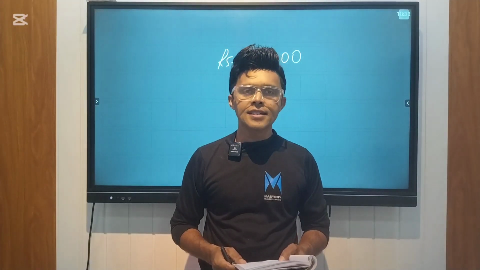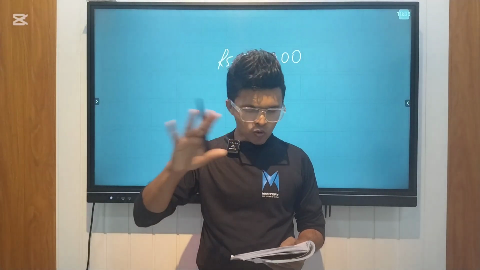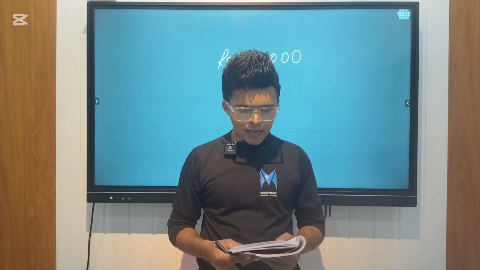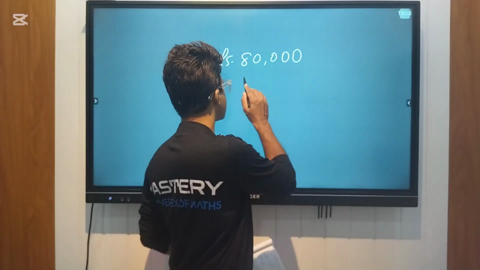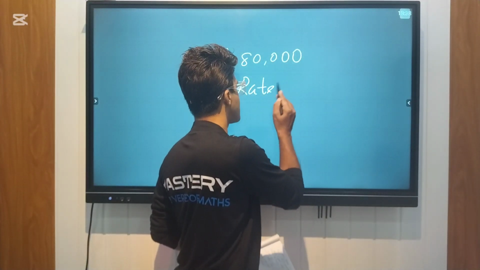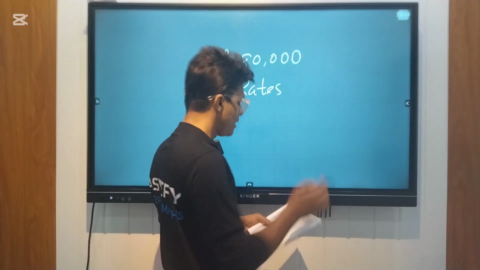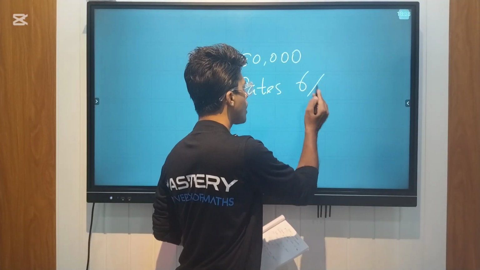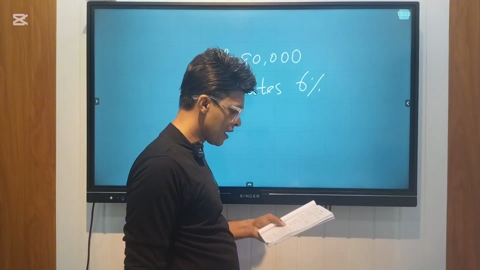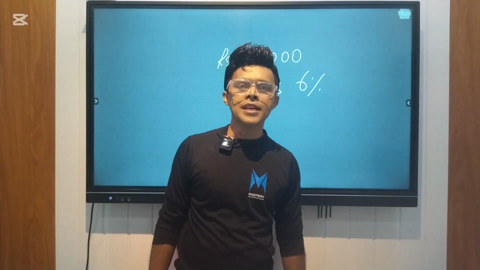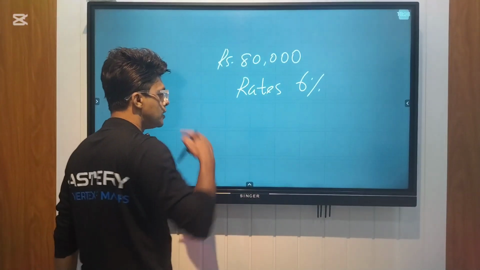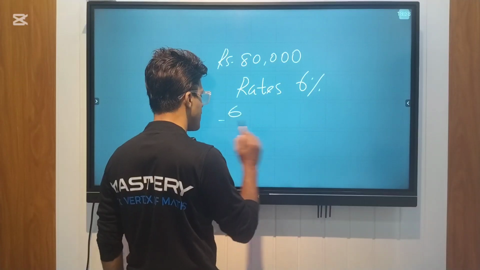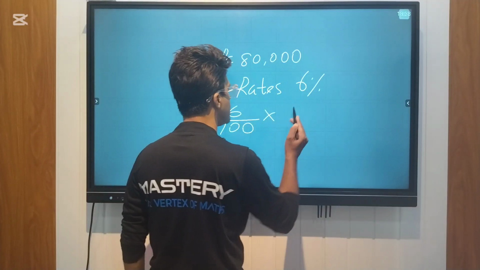The rates charged by the provincial council, Pradesh Sabha or Nagar Sabha, is 6%. Rates is a type of tax, 6%. We need to find the tax rates to be paid for 1 year. So this can be calculated as 6/100 times 80,000.